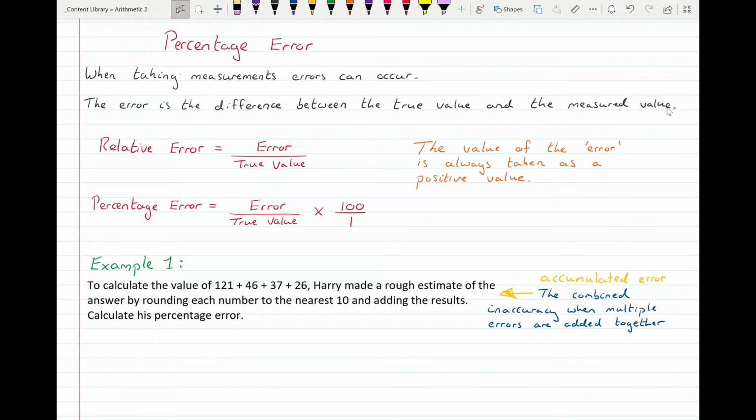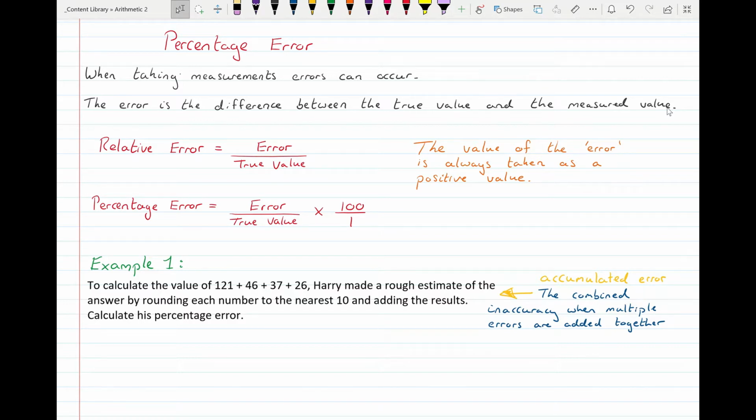Hi there, welcome to another video for Cert Ordinary Level Maths, continuing with Arithmetic and now looking at percentage error. So when things are being measured, sometimes errors will occur, and it's important that you're able to identify how far out am I? What's the error in my measurement or my estimation?